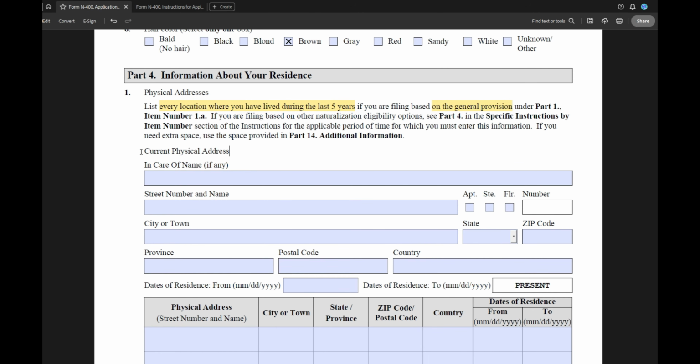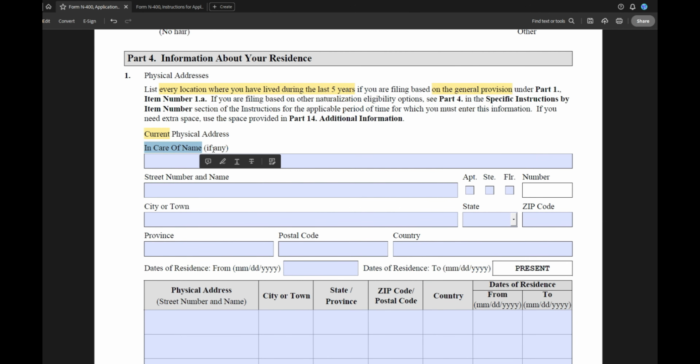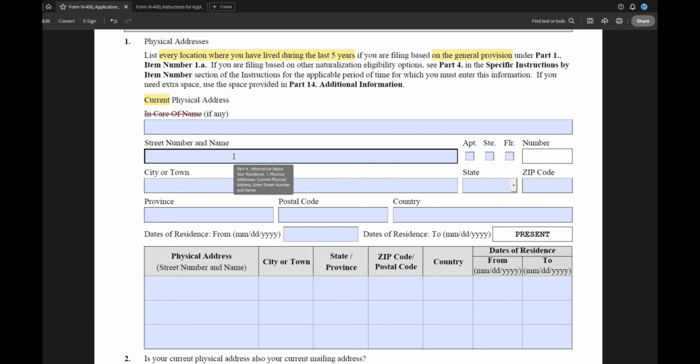So first, fill out the current physical address. In care of name means that if you do not live in the place where you would like to receive mail from USCIS and someone else can receive mail on your behalf, then you would write their name here. But if you live and receive mail at the same address, then you can simply keep this blank and start writing your street number.